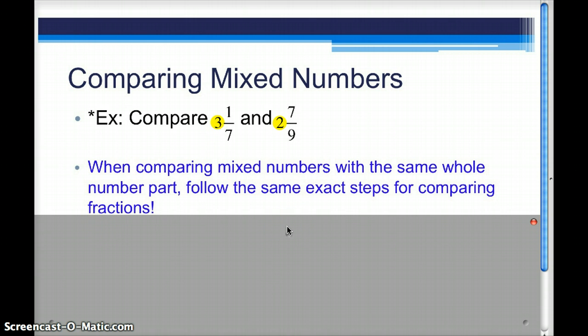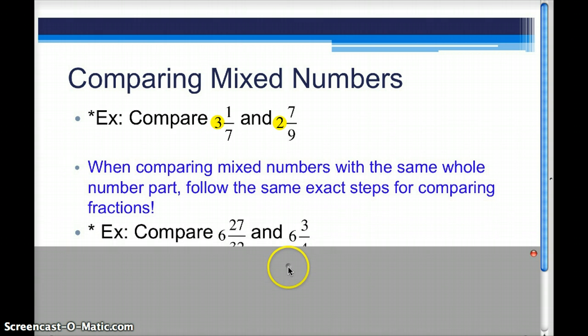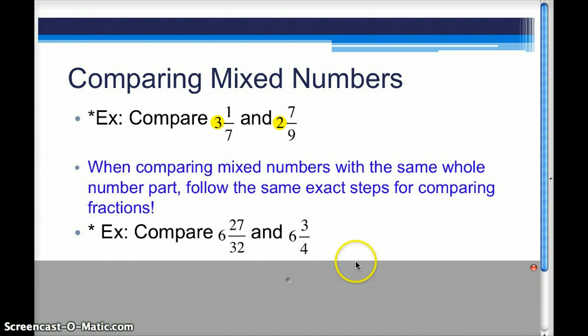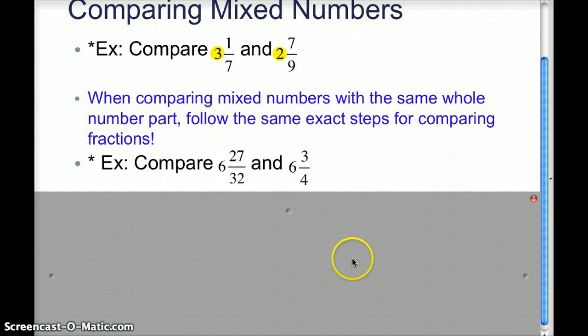So here we go. When comparing mixed numbers with the same whole number part, follow the same exact step for comparing fractions. Make sure you write that down. So here's an example where we'll apply that. We need to compare 6 and 27/32 and 6 and 3/4.